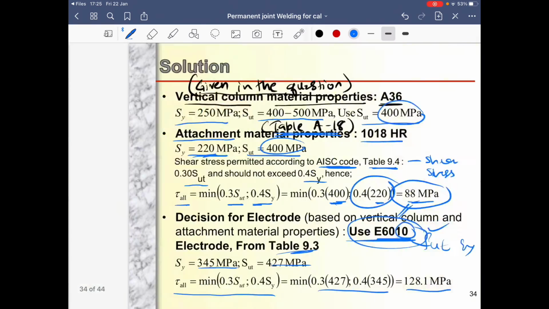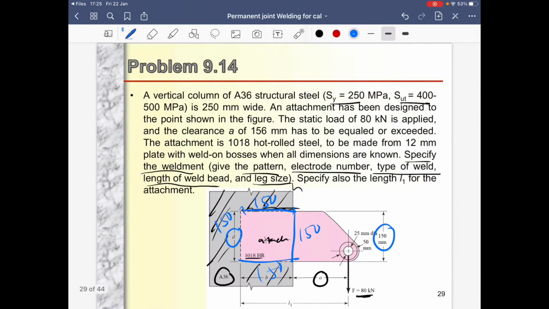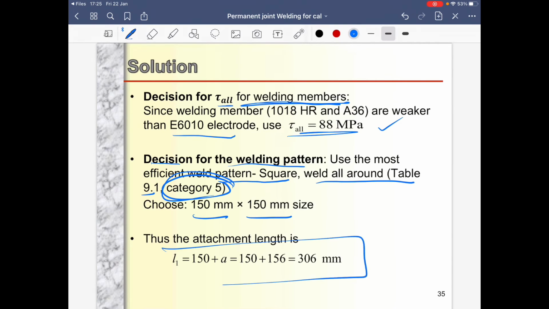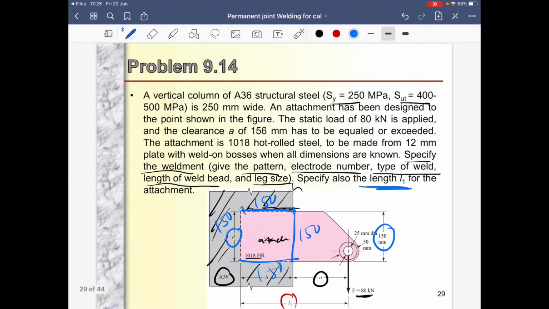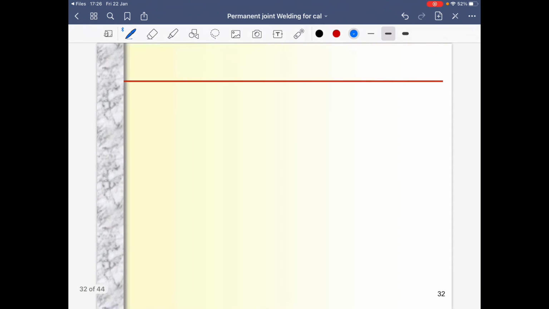How about part B? Part B asks us to specify the length L1. Where is length L1? This one. We know that L1 is 150 plus A, equal to 150 plus 156, equal to 306 mm. How did they get 156? A is given as 156 in the question. We agree that we use the square weld, category 5 in Table 9.1, which is 150. So 150 plus 156, then you get 306.